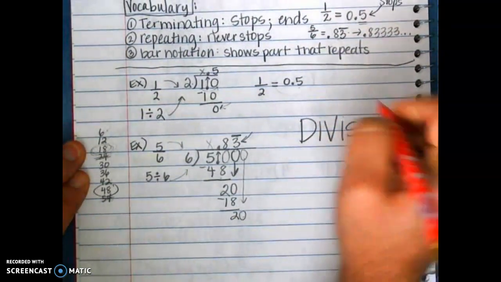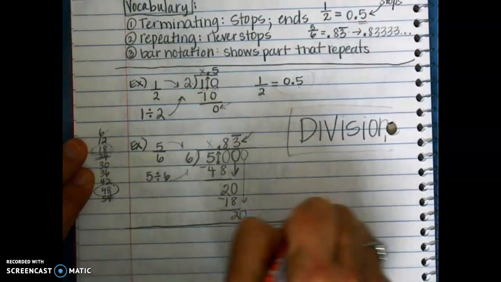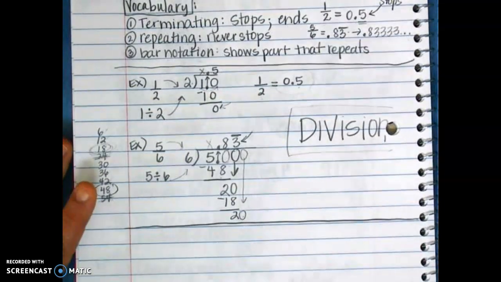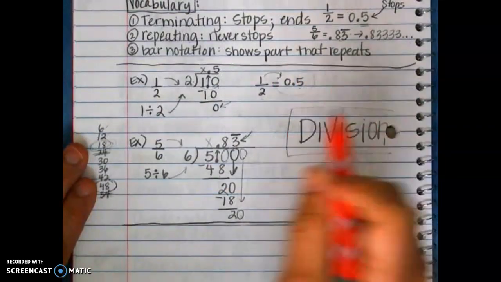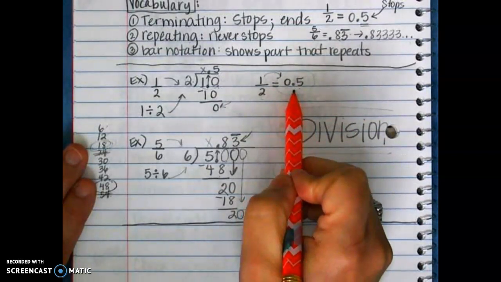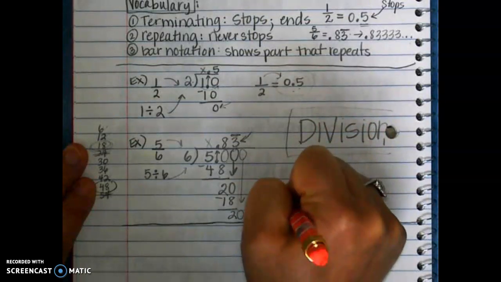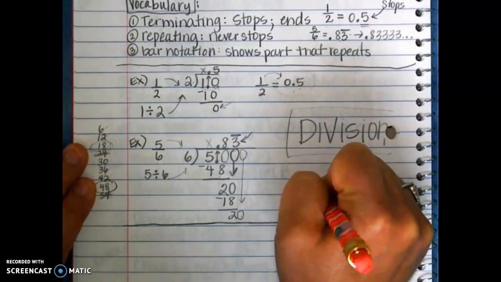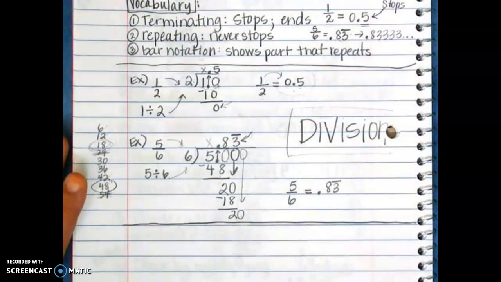The division method always works. And I'm going to draw a bar here, okay? So again, our goal today was to get from 1/2 to the decimal 5/10, to take the fraction 5/6 and turn it into the decimal 83/100ths where the 3 is repeating.